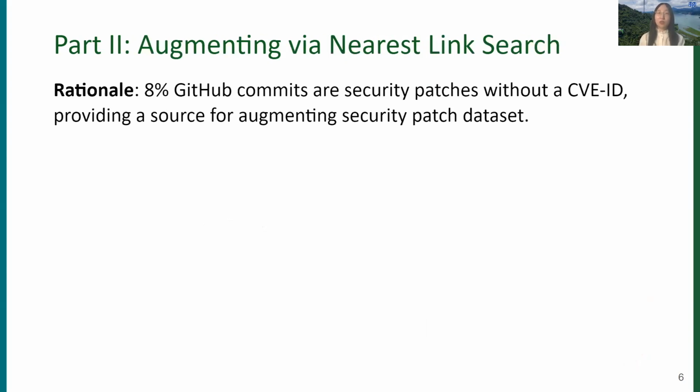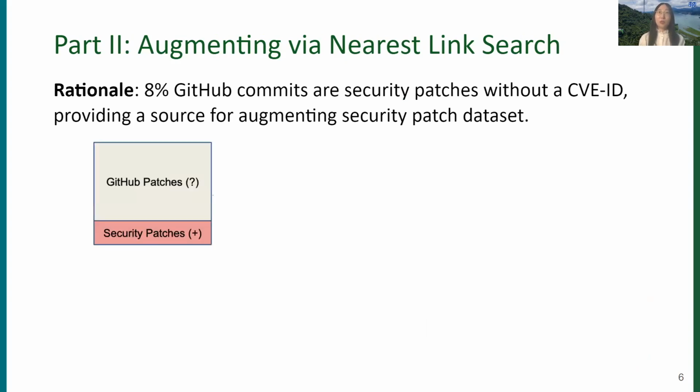However, not all security patches are included in the NVD. We found that on GitHub, around 8% of commits are silent security patches without a CVE ID. They provide a source for augmenting our existing NVD-based patch dataset. So here, we perform an augmenting algorithm to help enlarge the dataset.